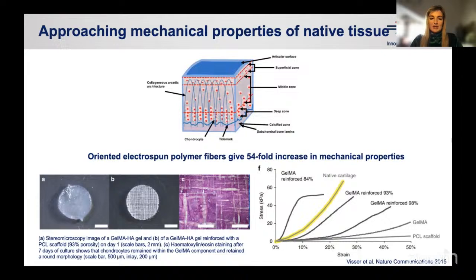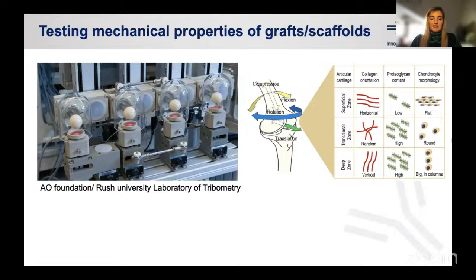These studies are continuing, and scientists are working towards recreating and mimicking osteochondral tissue properties as much as they can. So for that, different techniques for testing mechanical properties of the grafts and developed scaffolds are being used. For example, there are biotribometry systems developed at the AO Foundation in Davos and also at Rush University. These machines allow testing not only the compressive load on the construct, but also rotation and flexion, and recreate all of the movement that is happening inside the joint.